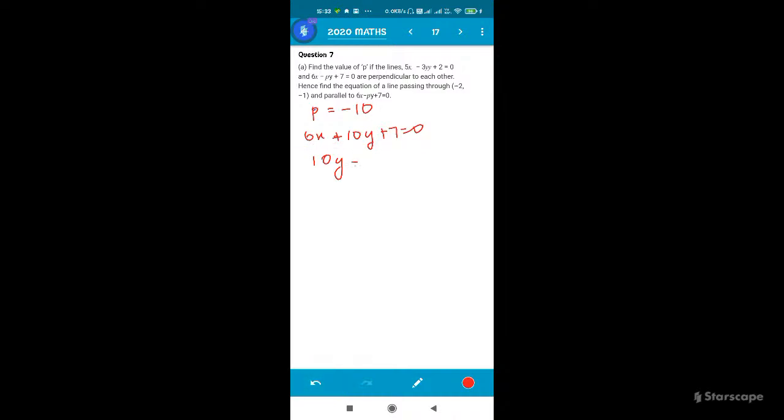So 10y will be equal to minus 6x minus 7. From here y will be equal to minus 6 by 10 x minus 7 by 10. So we are getting minus 3 by 5 x minus 7 by 10. This is our equation. So if we compare it with y equals mx plus c, we see that m is equal to minus 3 by 5.